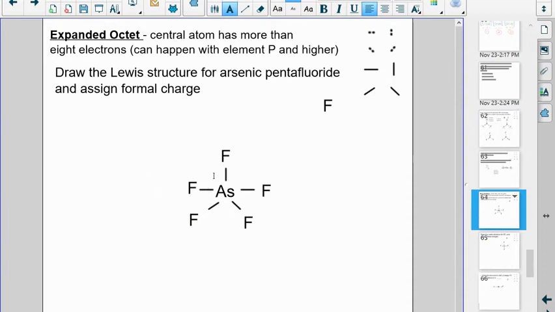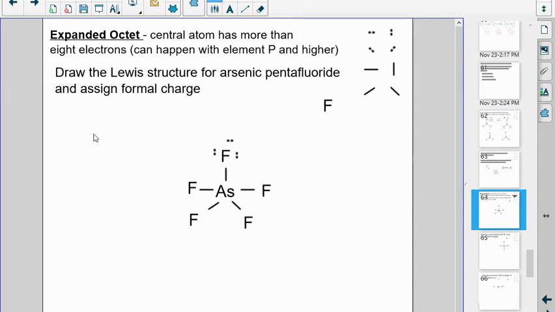All right, and we've already placed 10. So I have 30 left to place. And that divides nicely around my fluorines, right? I put 6 around each one. I'm not going to do all 6 just for time, but you know what it's going to look like. And they're all going to be bonded the same.